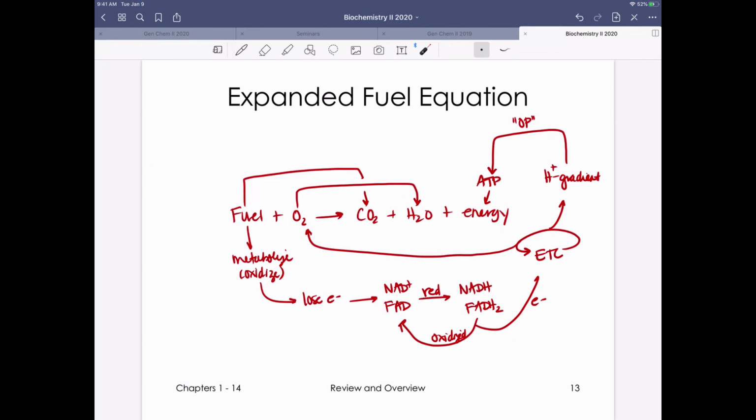And the last piece of this equation is understanding that when fuel loses its electrons and becomes fully oxidized, that's how we generate CO2. And as we go through Biochem 2, we're going to learn all the places where CO2 is generated, where water is generated, and importantly, where we generate ATP.